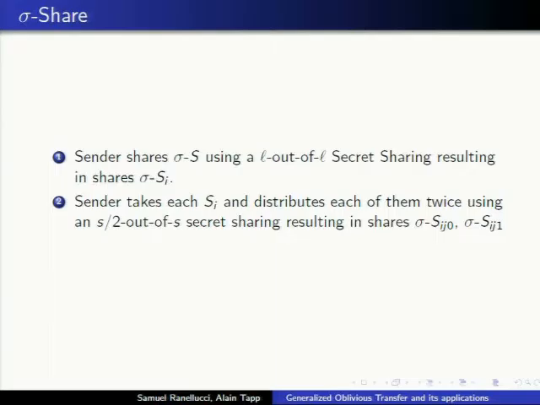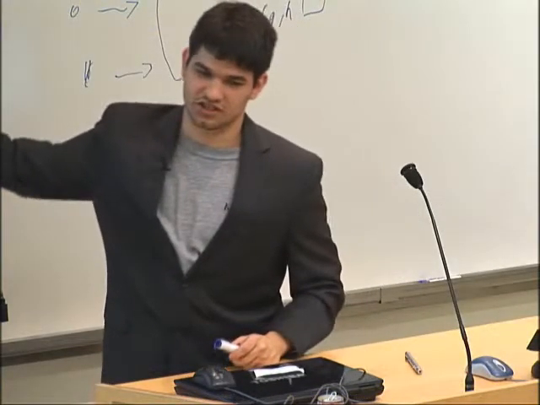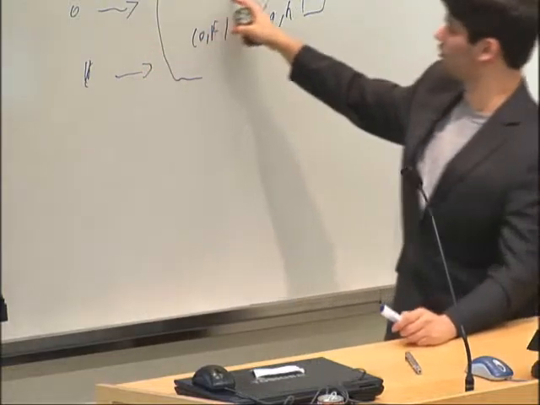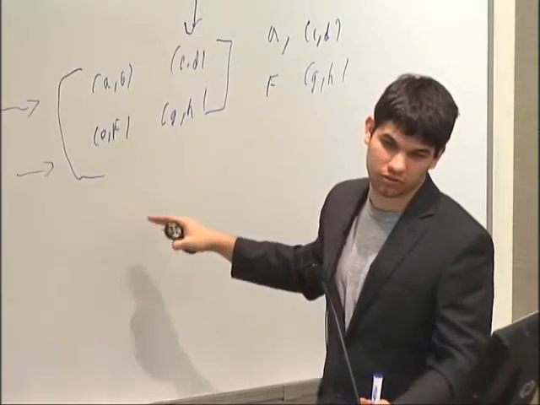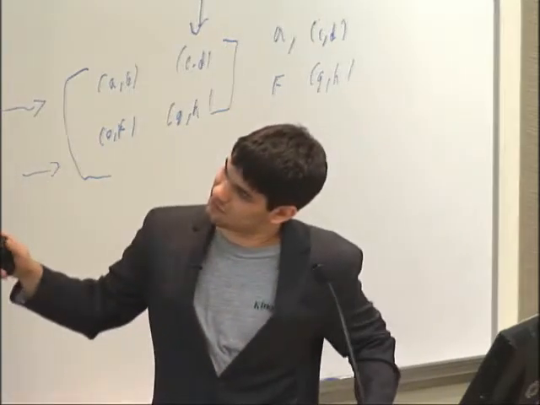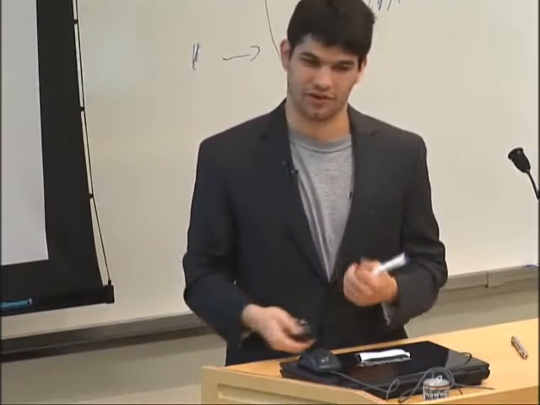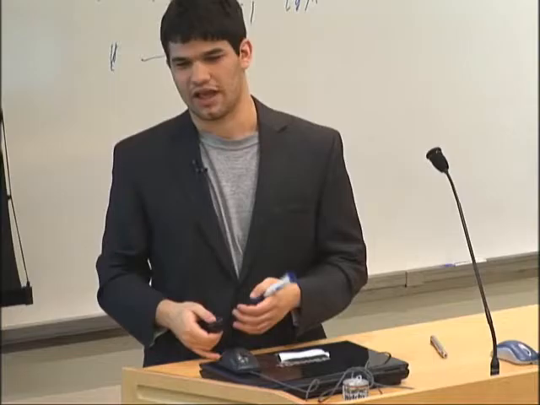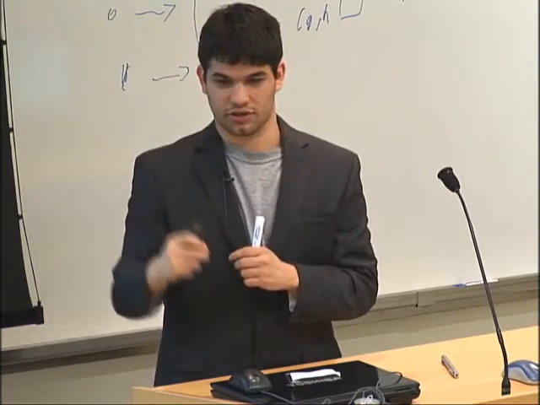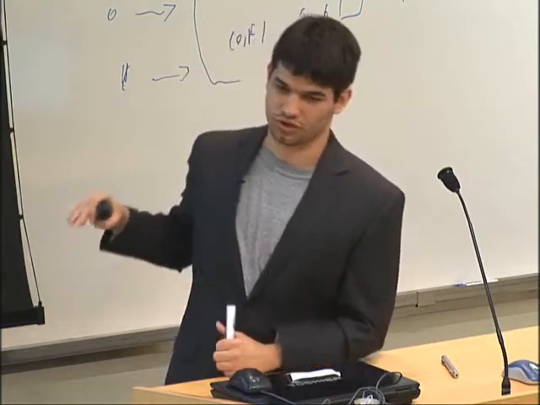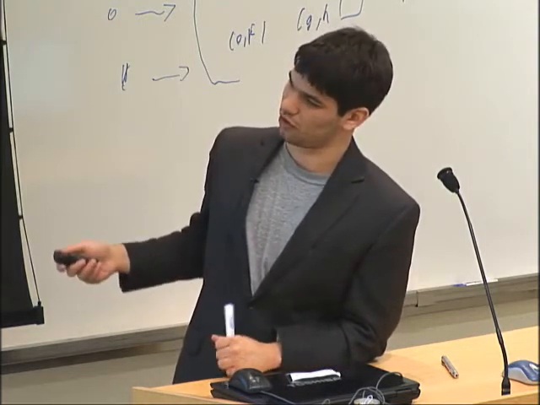There's going to be two basic secret sharings that you're going to combine together. The first one is going to ensure that you learn only the first or the second value for each row. Basically, you have an L out of L secret sharing, and then you divide each share again into shares, so that you can make sure that you learn only one value per row.